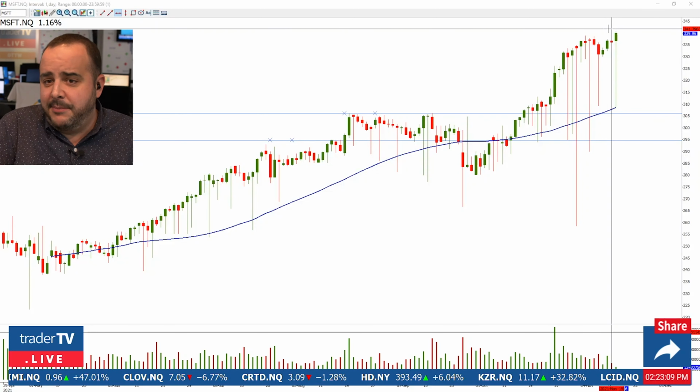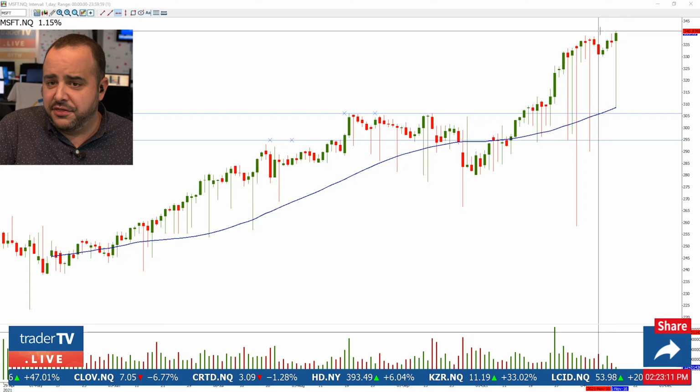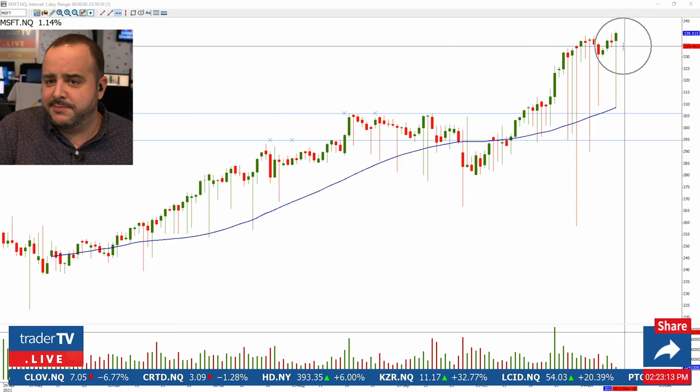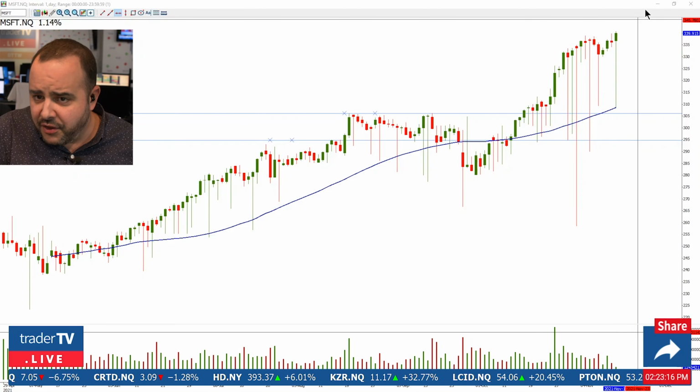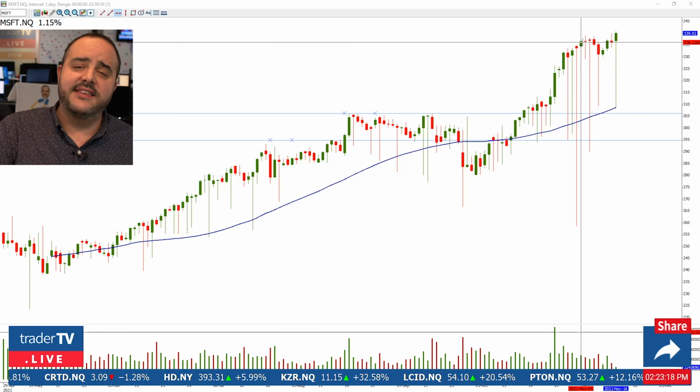So if you want to take the same thing again right here on Microsoft, you take the 340 and you're going to get out if it breaks back down below 334. Otherwise, you enjoy the upside on the way up. That's how I trade all-time high breaks. Yes, all-time high breaks, giving you good trades and good swings.